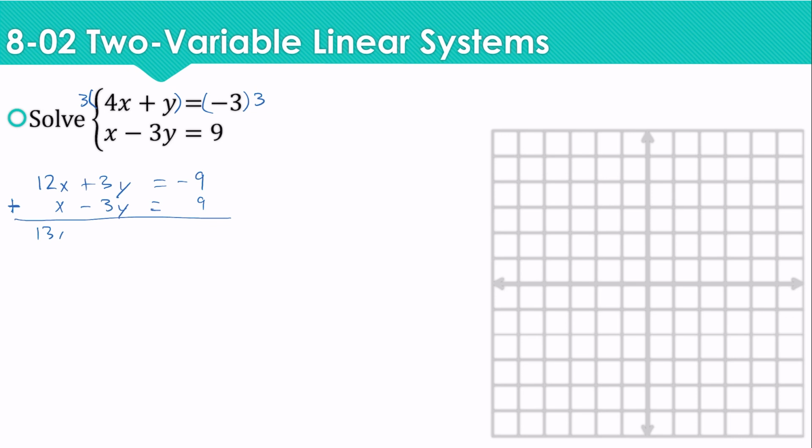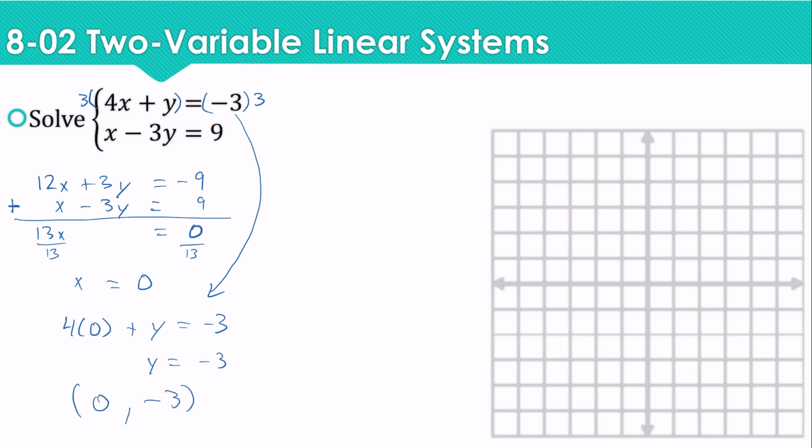So we'll get 13x, no y's, and 0. That means there's no solution, right? Oh no, there's a solution. X is 0. That is a solution. So then we can plug that into one of our original equations. 4 times x plus y equals negative 3. So y is negative 3, and our answer is (0, negative 3).